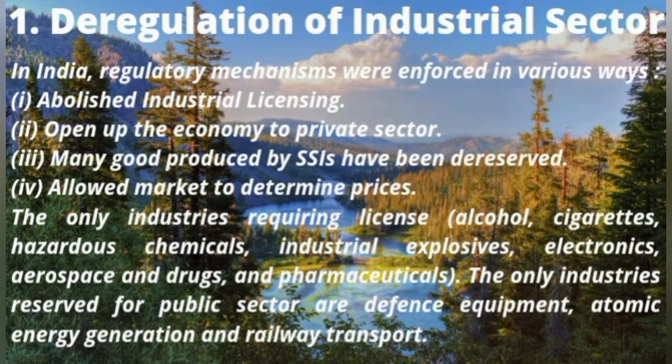So most of the areas under the public sector were given for operation to the private sector too, and many goods produced by SSIs, that is small scale industries, were de-reserved. That means they were also given to other sectors or other people for operation, and the market was allowed to determine prices. So the market decided the prices rather than the government for many of the goods and services.